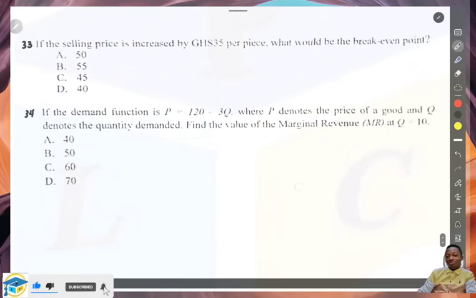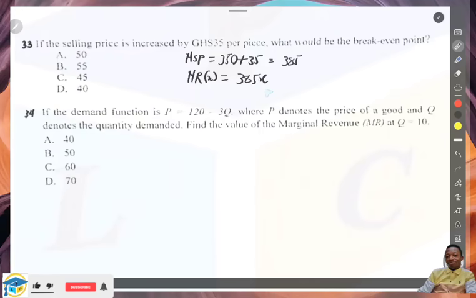Question number 33. If the selling price is increased by 35 per piece, what will be the break-even point? So here you see the break-even coming in. Now we have increased the selling price by 35, so our revenue function is going to change. Of course, the selling price per piece has been increased. So our new selling price should be equal to 350 plus the increase, and that accounts for a rise to 385. So our new revenue function should be equal to 385x. Once you're able to get this, then we can break even.